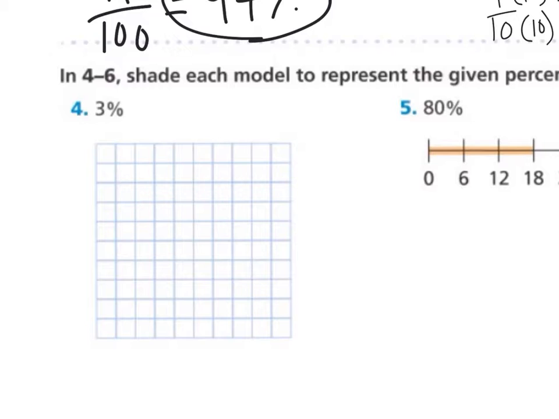Look at number 4. They want us to shade the model to represent the percent. So on 4 for 3%, there are 100 squares here. Percent's a number out of 100, so we would just shade 3 of these squares.